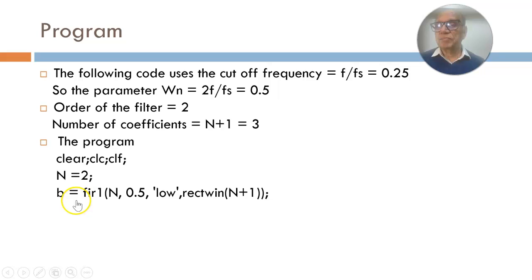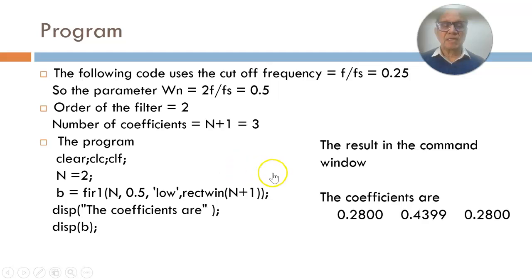Now you call the function b equal to fir1, provide these values n, 0.5, low pass filter and the rectangular window. And then you display the coefficients. When you do that, the result that you get is this. The result in the command window says the coefficients are 0.28, 0.4399 and 0.28 again. These are the coefficients we had discussed in our last slide. This was the result we expected from our code and this is what we have obtained.